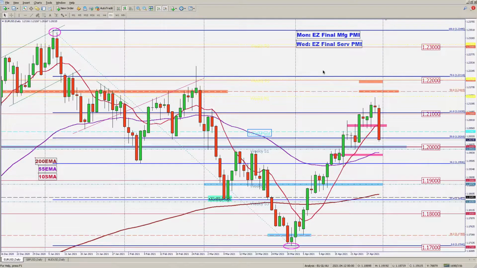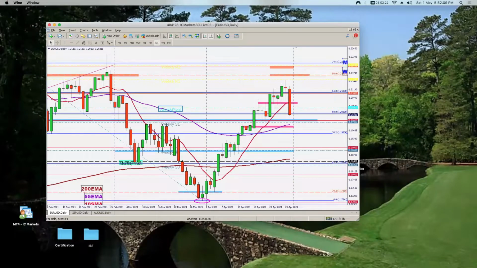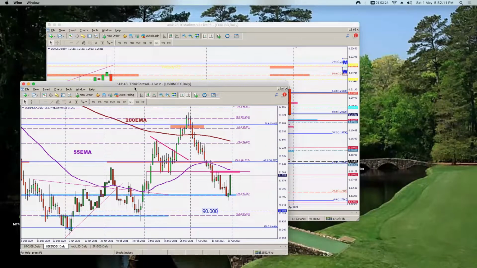This week, there's only minor news for the Eurozone. However, on Friday, there is the US non-farm payroll report, so that will impact all the major pairs as well. And let's also cross-check the US dollar index and the DXY.